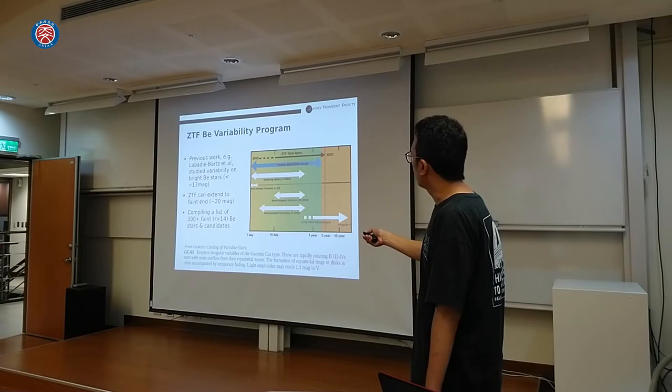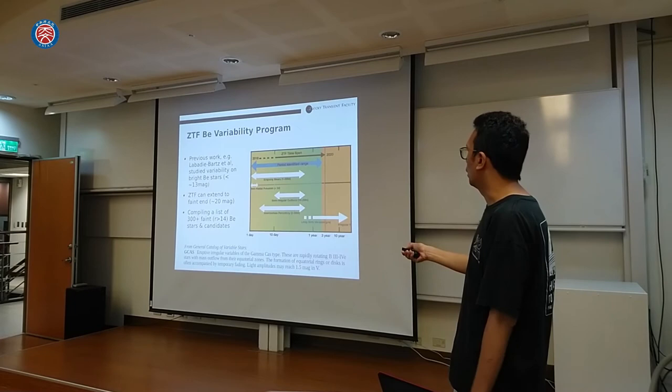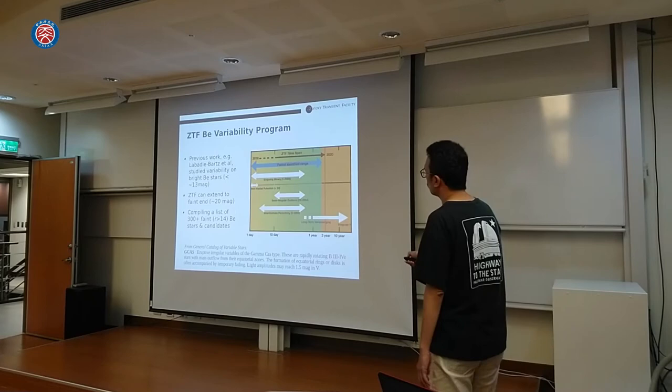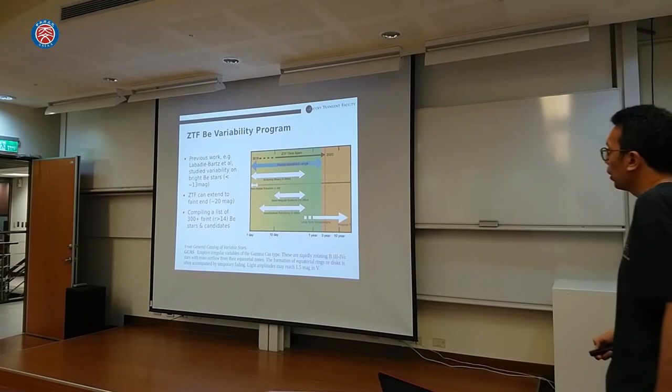So we think that we can use this ZTF dataset to study further this Be star variability, mainly because almost all the previous works studied bright Be stars, only brighter than 13 mag. And ZTF can extend to 20 mag, so there is a lot of room to at least study the fainter, very far away Be stars. So we have this plot, roughly you can probe a kind of high scale during the ZTF surveys.